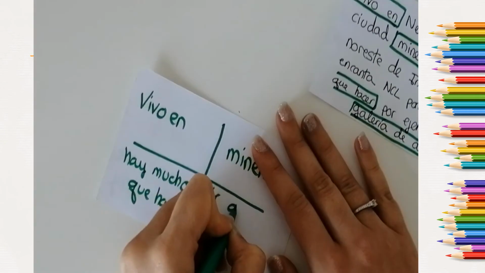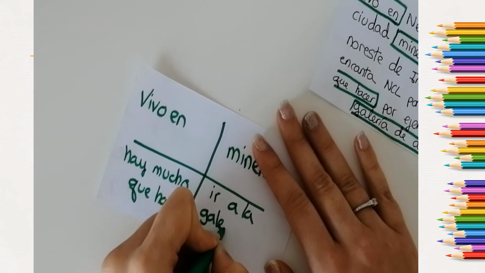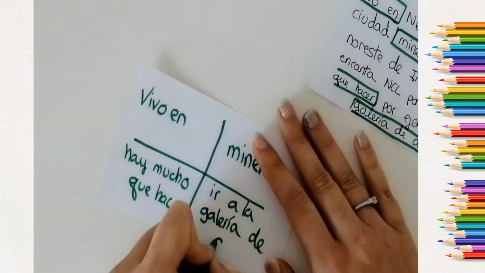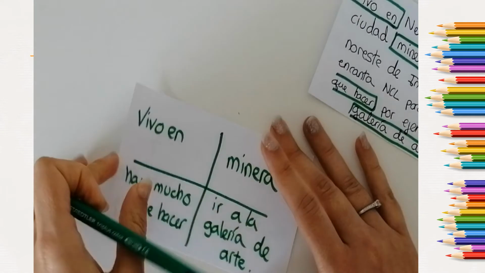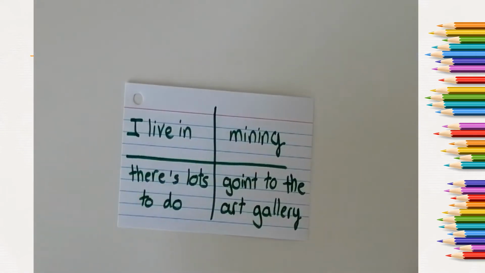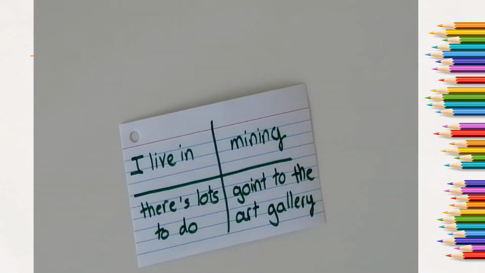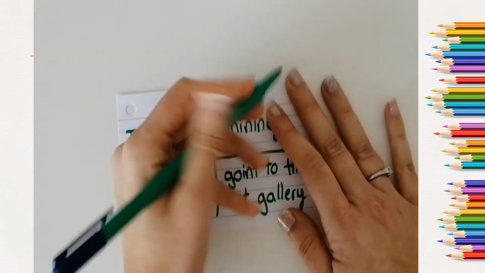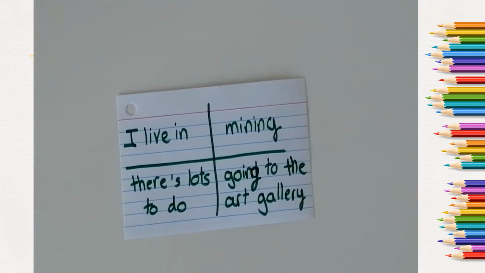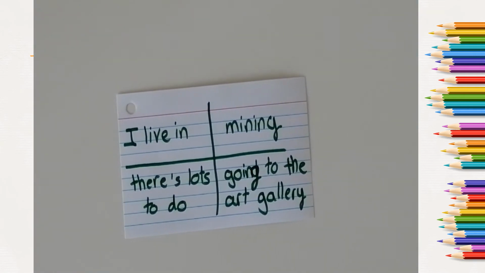And ir a la galería de arte. You can do it in this way. Sit down, copy the list of words again a few times, 5 times, and then translate them until you remember. I live in, and then it's vivo en, mining, minera, there's lots to do, hay mucho que hacer, going to the art gallery, ir a la galería de arte, or make just individual flashcards.